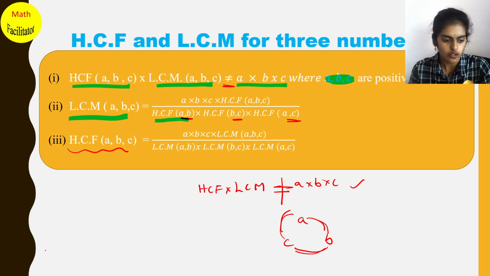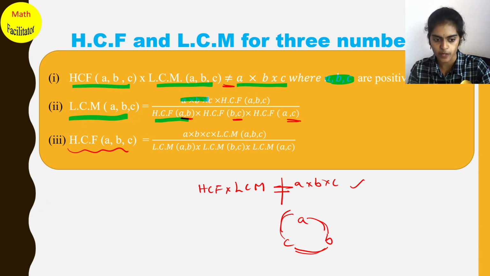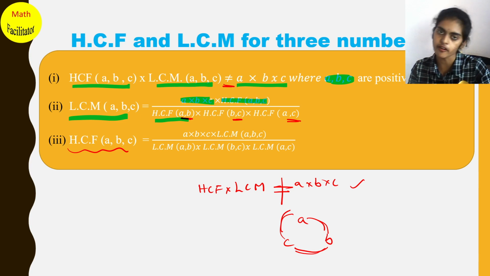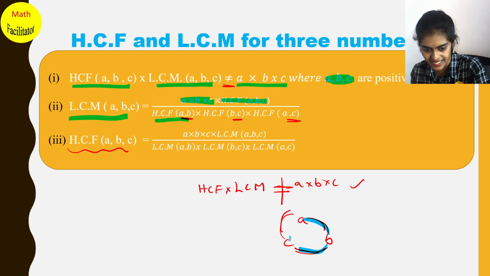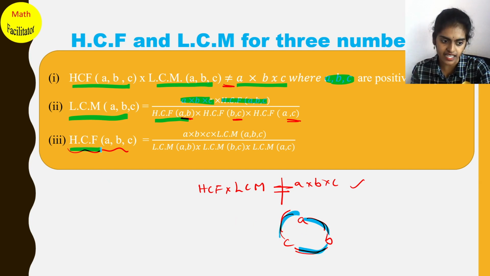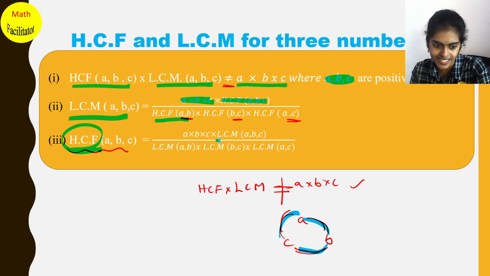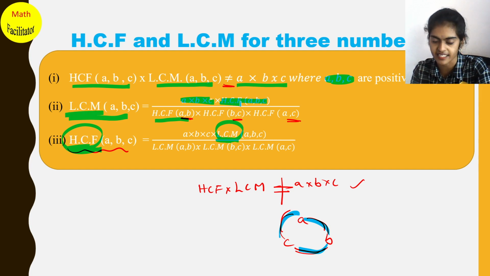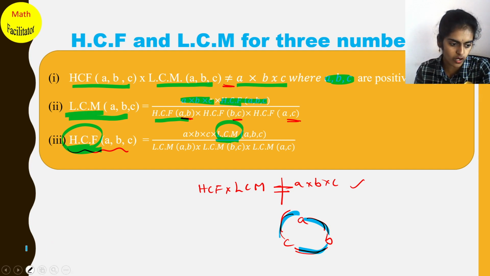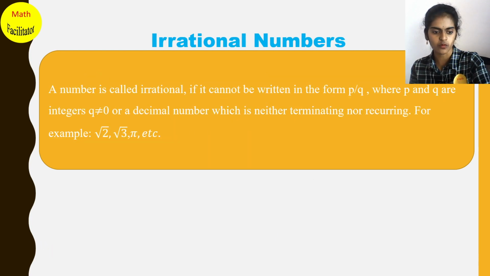Clear with this? So firstly, if you want to find the LCM, you take the product of the three numbers multiplied by the HCF of the three numbers, divided by the product of the HCF of two numbers taken two at a time: AB, BC, CA. Similarly for HCF, instead of HCF, LCM is used. If you want to find HCF, you take the LCM. If you want to find LCM, you take the HCF. Clear with this all? Okay, let's move on to the next one.